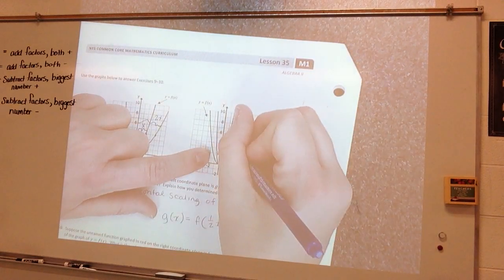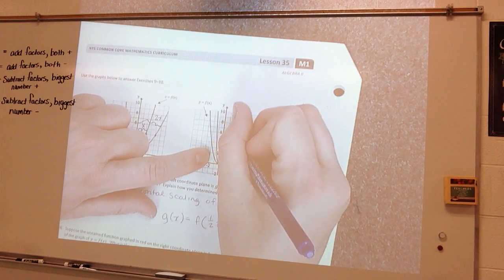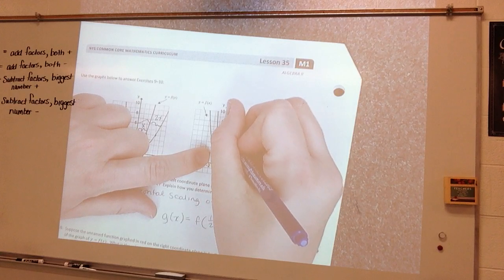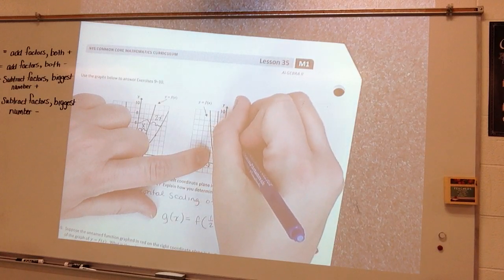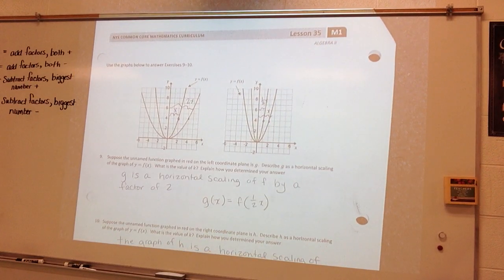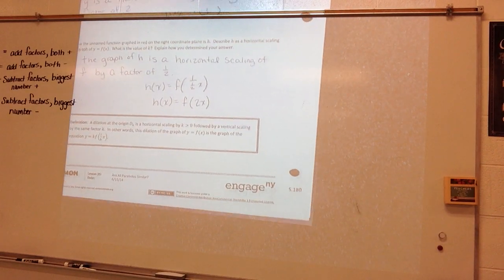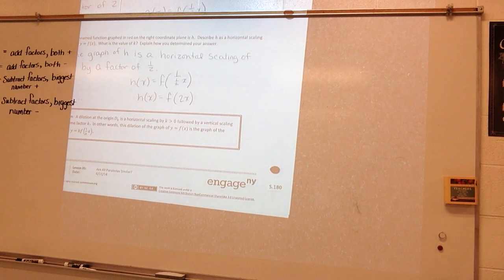Right here. My original function is on the outside, and that was x, and this time it's now half of that. Okay? So hopefully that helped a little bit in explaining how I got the scaling factors here. A dilation at the origin of d of k is a horizontal scaling by k, where k is greater than 0, followed by a vertical scaling by the same factor k.